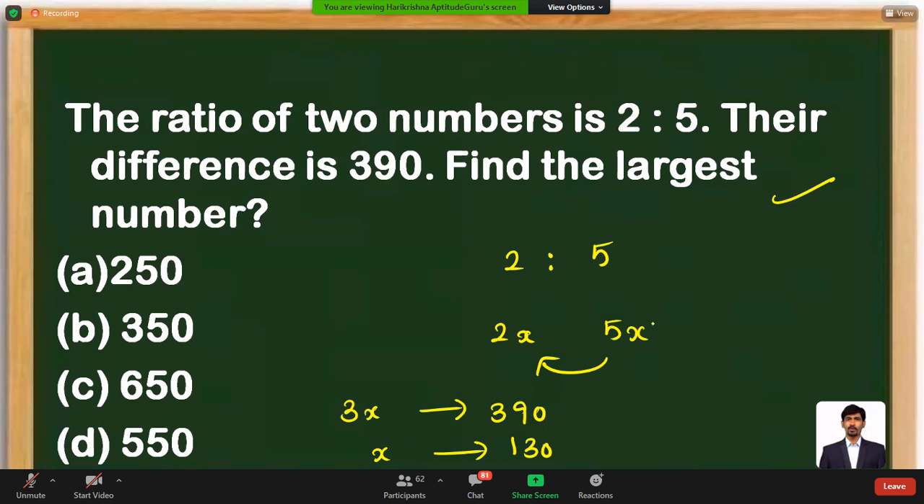What is required? Largest number. That means 5x. So if 1x is equal to 130, 5x is going to be 650. Available as option C. Mark it as answer.